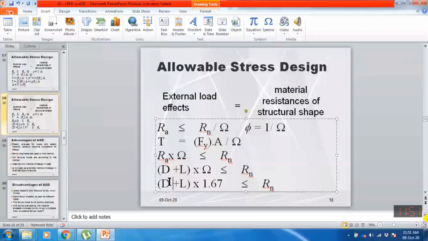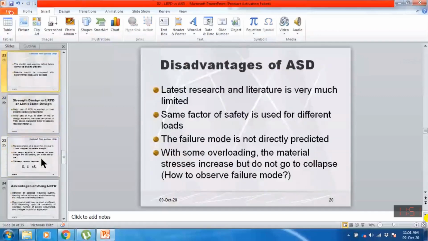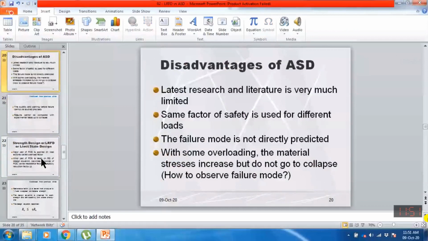So other disadvantages might be that the failure mode is not directly predicted. So we cannot predict the failure. For example, I have told you that if we put a stress limit, although the material strength is 250 megapascal, we have put the limit at 150. If the applied load increases the stress more than 150, maybe 175, then on paper the structure fails. But the structure does not actually fail, because a structure will fail when the actual stress is more than the yield stress. So the failure mode cannot be predicted.